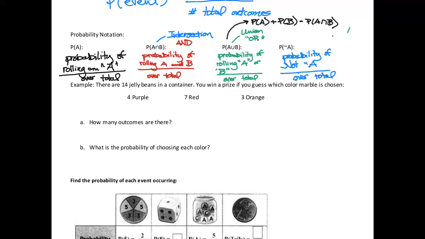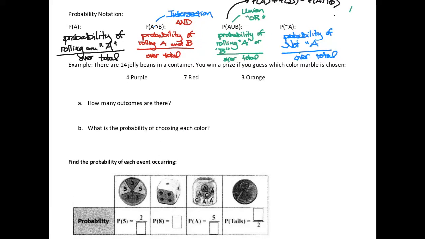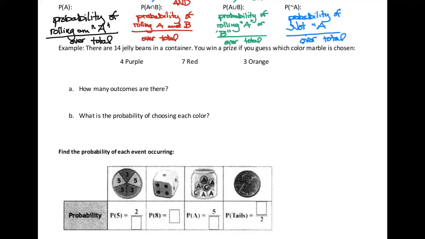Okay, so let's see how we can use these. Example, there are 14 jelly beans. Any big jelly bean eaters out there? No? Me neither. 14 jelly beans in a container. You win a prize if you guess which color, I love it when this happens, which color marble. So we switch from jelly beans to marbles. We teachers do this all the time. We're just going to put that this is a jelly bean.